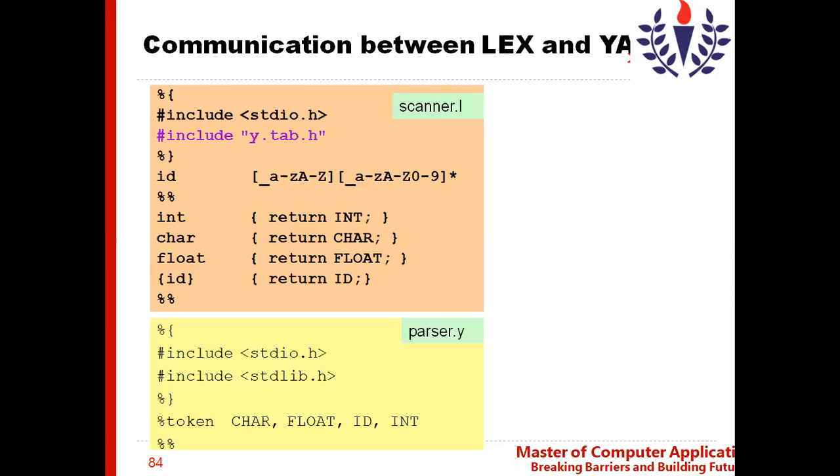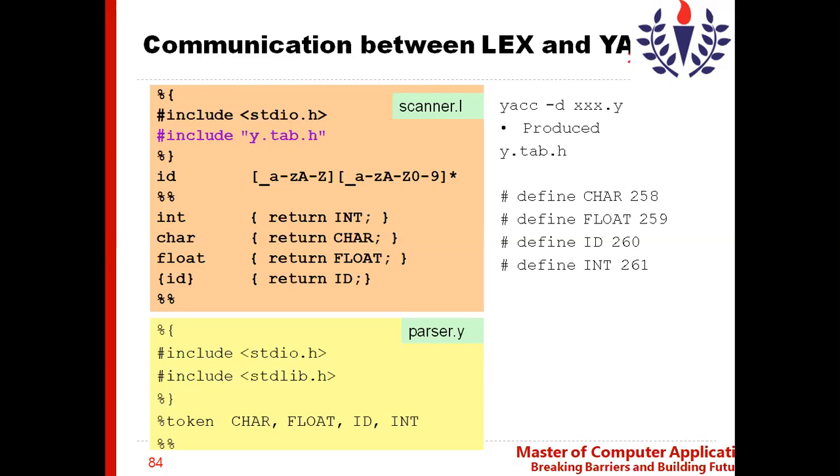If you look at the yacc program, again we have the definition section in which include statements are used. Apart from that, the yacc definition has the %token, which, as I already told you, is meant for defining the tokens. It says these are the tokens used in the program. That's why we have the token declaration here. By seeing this, we can make out the tokens are int, char, float, and ID. So when yacc is called, it creates the y.tab.h, which has the token definitions like this: #define char with the token code, and likewise for float, ID, and int.